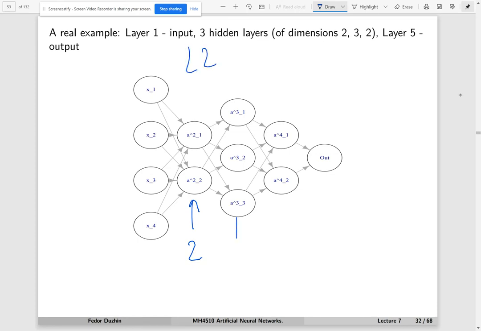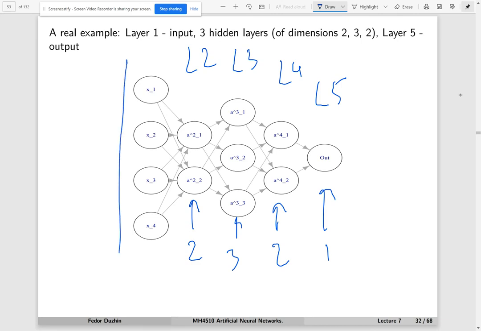So we have 3 neurons in layer 3. We have 2 neurons in layer 4. We have 1 neuron in the output layer, which is layer 5. The output layer usually has 1 neuron, but there are exceptions. And the dimension of the input layer is just the number of predictors, so it's always just going to be P.